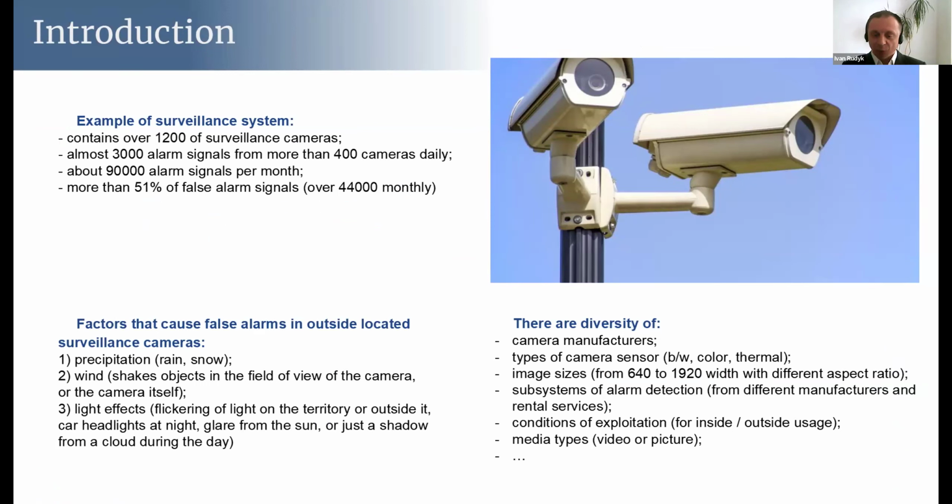The average daily number of signals is almost 3,000. That means more than 80,000 for an average month. It should be noted that the majority of cameras are located outside and are significantly affected by various factors that cause false alarms. These factors can be divided into some categories like precipitation, wind, light effects, and all the mentioned factors, and more often their combinations, make up a significant part of all camera activations.